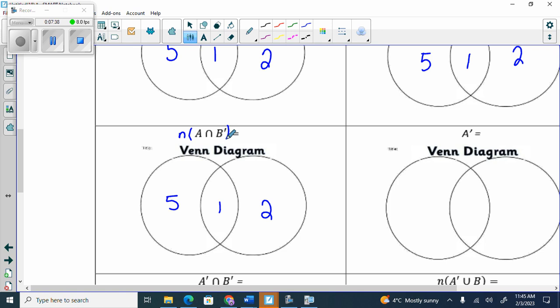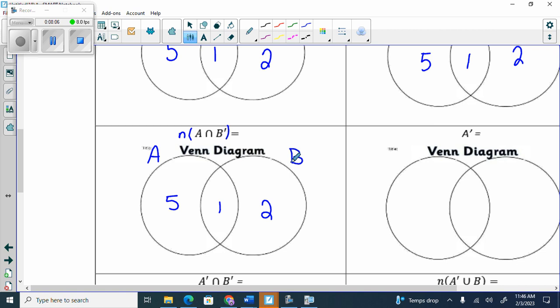So that symbol you're telling me is and. Okay? So we want what's in A and not in B. What's in A and not in B. Instead of saying and not, you could say but not B as well. So how many are in A but not in B? How many of these in A are in A but not in B? There's 5. There are 5 of them in A but not in B.